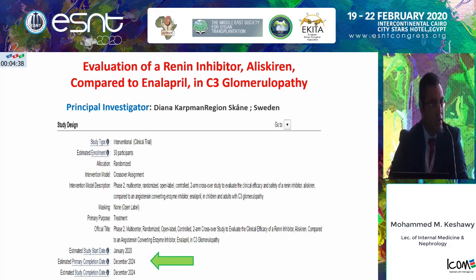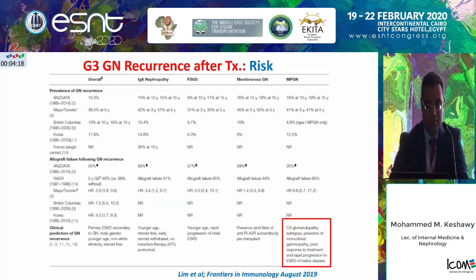We all use ACE inhibitors and ARBs to decrease proteinuria as in any other glomerular disease. But the evaluation of the renin inhibitor aliskiren compared to ACE inhibitor in C3 glomerulopathy was started last month, and we are expecting to receive the results in 2024.